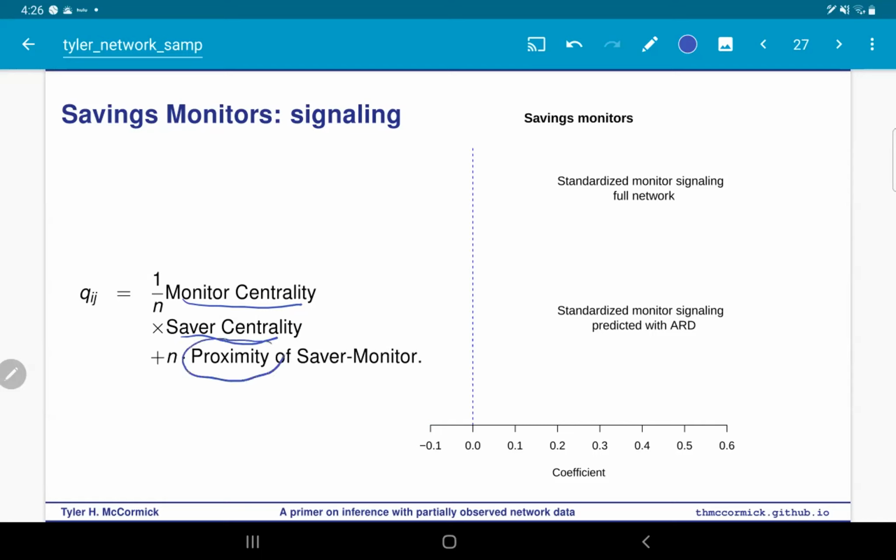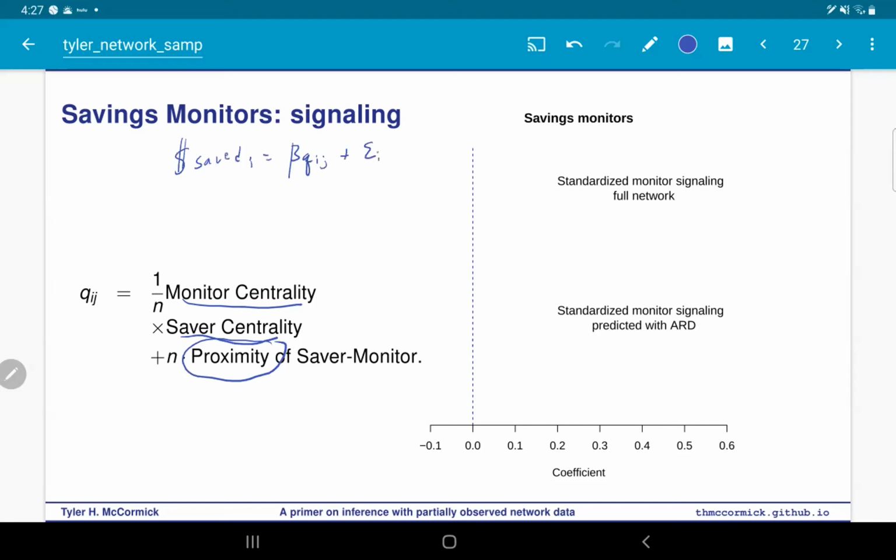Similarly, the proximity of the monitor should matter. Somebody who is very close to you in the network should produce more incentive to reach your savings target than somebody who's far away in the network. And so the combination of these two things, centrality and proximity, is represented in this Q_ij statistic. And so then we run a regression where the outcome, the amount saved by person i, is equal to beta Q_ij plus epsilon.